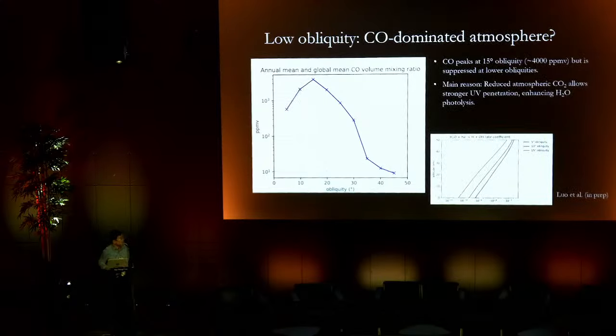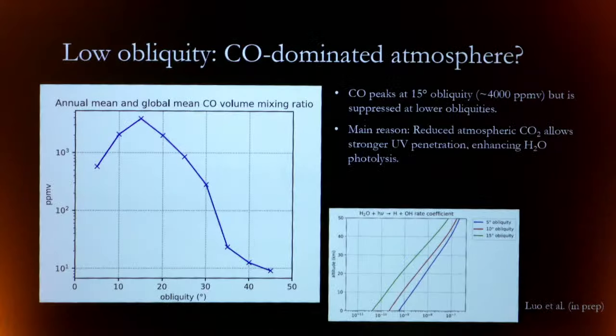And this is because we have less CO2 in the atmosphere, so the shielding effect of UV by CO2 is much weaker, and more water vapor can be exposed to UV radiation and get photolysed. So we get much more, in fact, we get more OH in the atmosphere, which can destroy CO. So CO concentration is lower at ultra low obliquity, and there was never a CO-dominated atmosphere in the recent past.